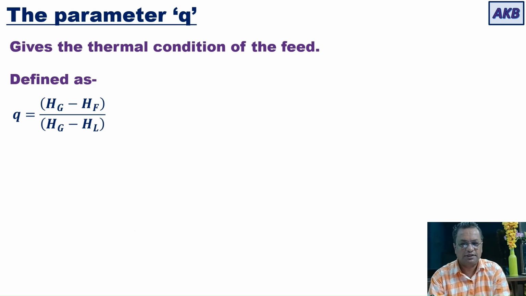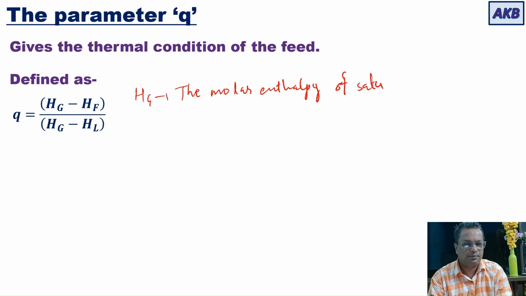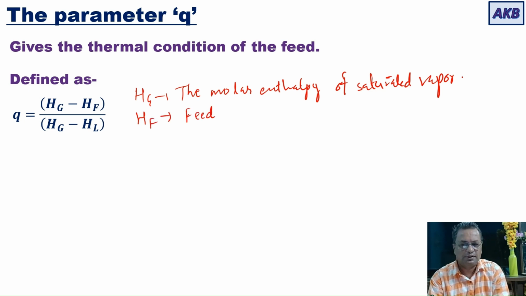In this case, Hg is the molar enthalpy of saturated vapor. Then you have Hf. Hf will be the molar enthalpy of feed, and HL will be the molar enthalpy of the liquid phase.